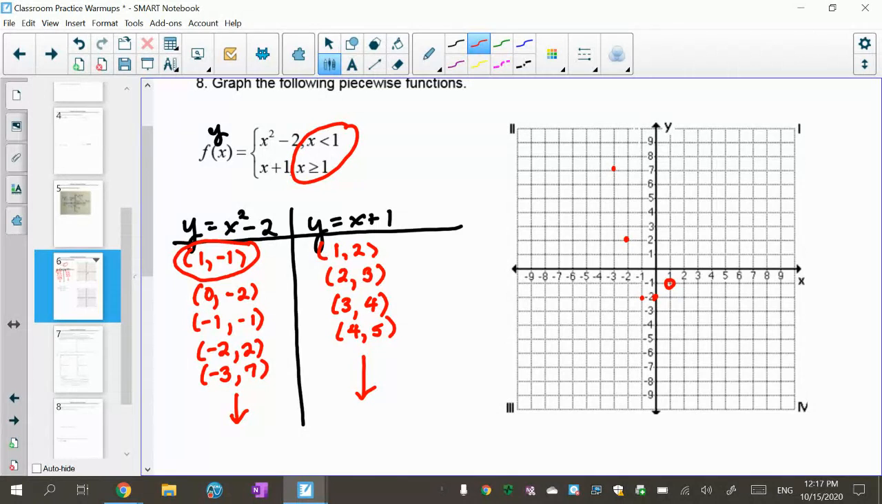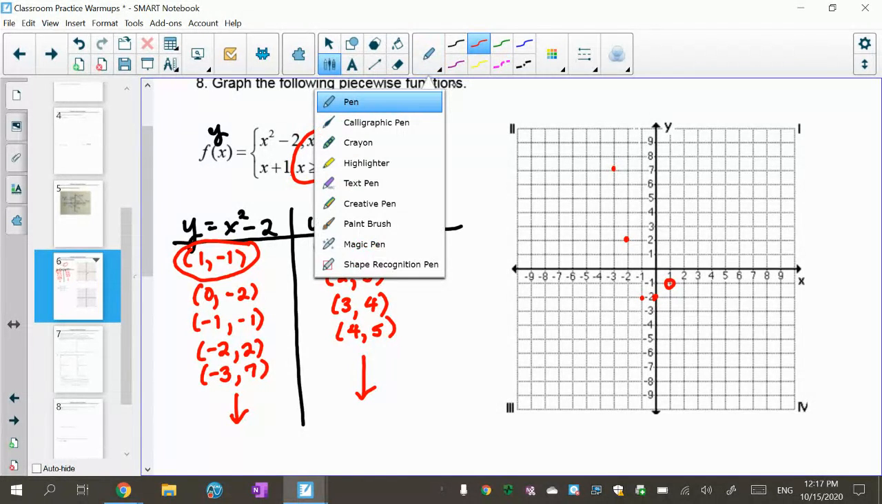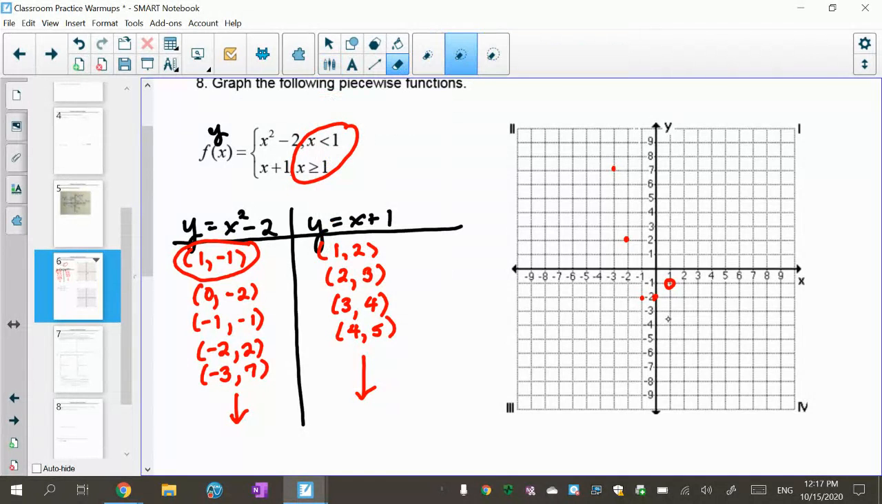And I think I made a mistake here. Let me erase this. Here's my eraser. So I have 0, negative 2, negative 1, negative 1. I think I put that on the wrong spot. So let's fix that. So 0, negative 2 is right here, and then negative 1 is there. So my fault. So now I'm going to go through and swing an arc through there. So that part is part of a parabola.